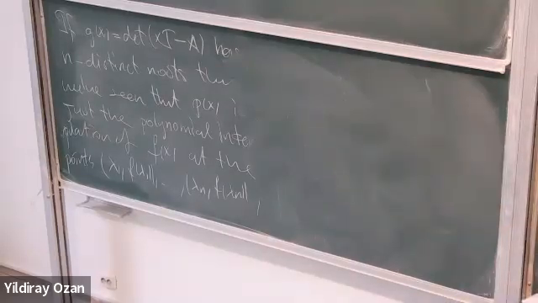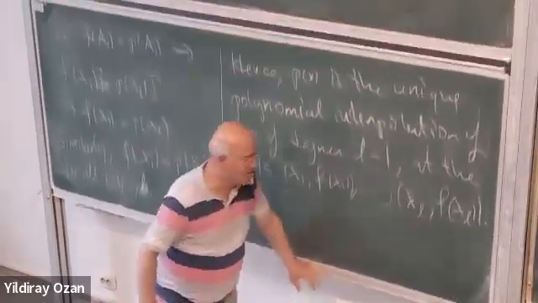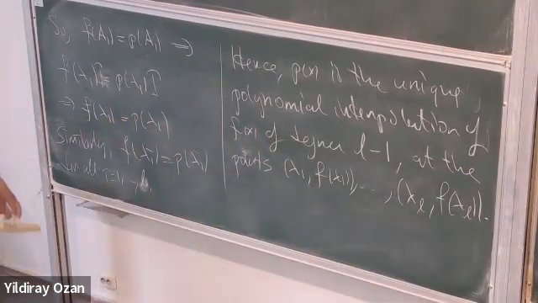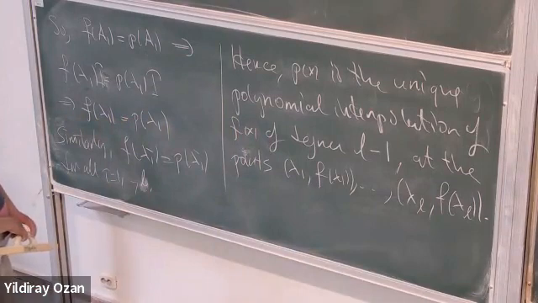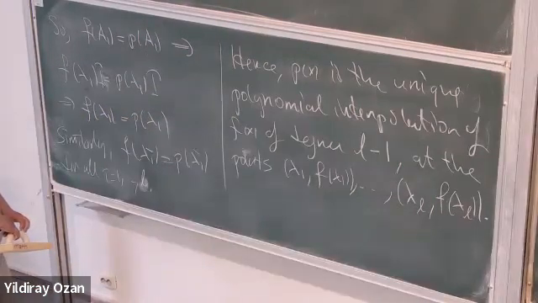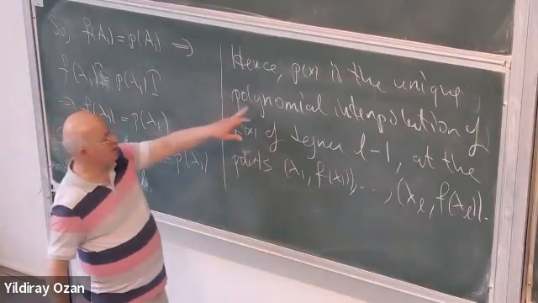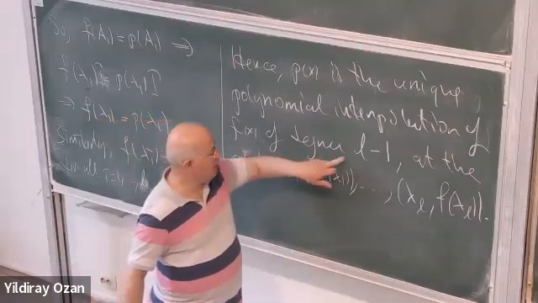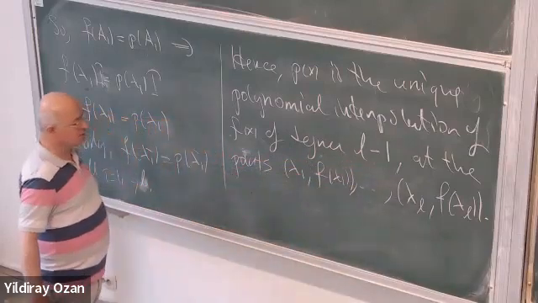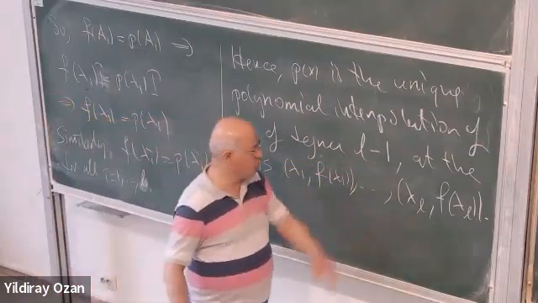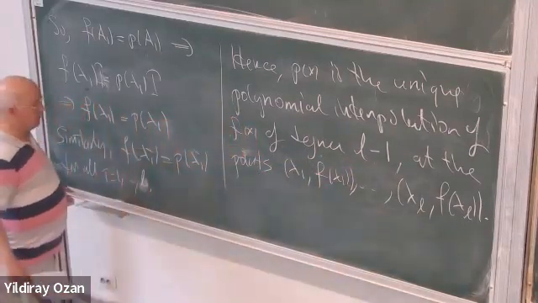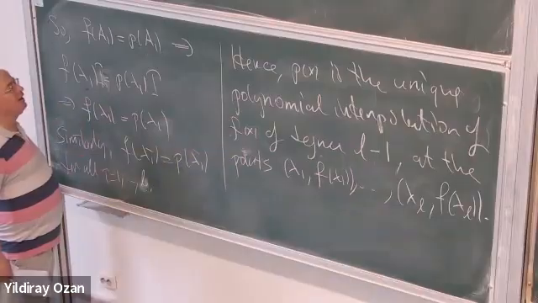Hocam yukarı tekrar gösterme şansınız var mı? Efendim? Yukarı tekrar gösterme şansınız var mı? Var. Okuyayım mı? Hence P of x is polynomial interpolation of f of x of degree L minus 1 at the points lambda 1, f of lambda 1, up to lambda L, f of lambda L. Tamam mı? Tamam hocam yazdım.